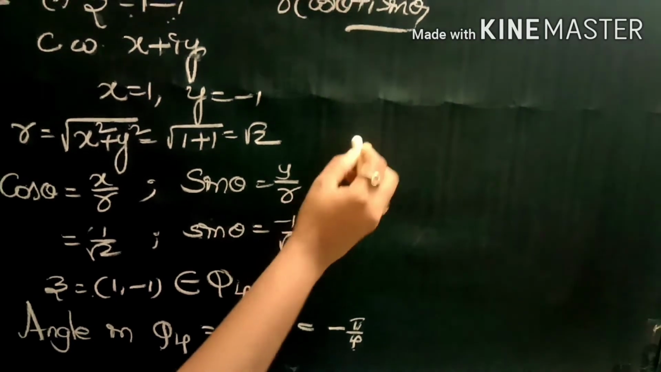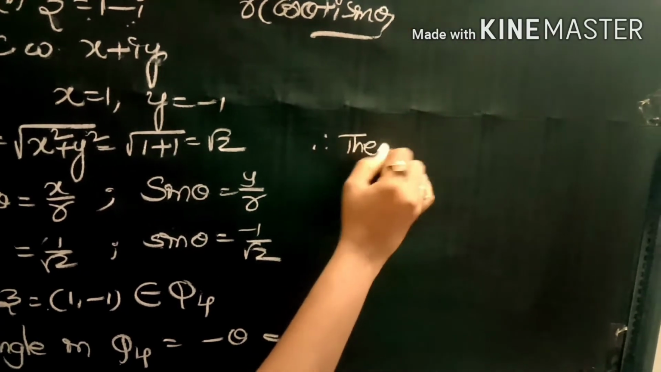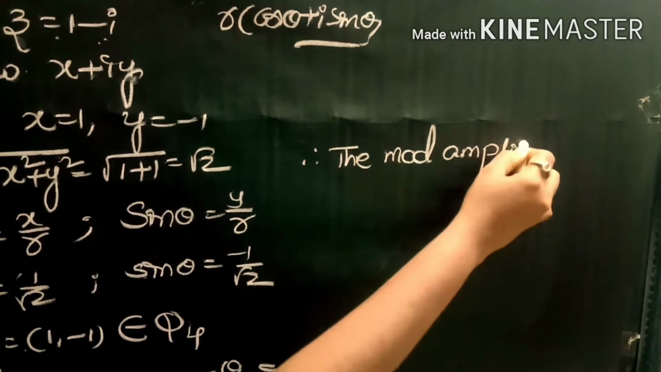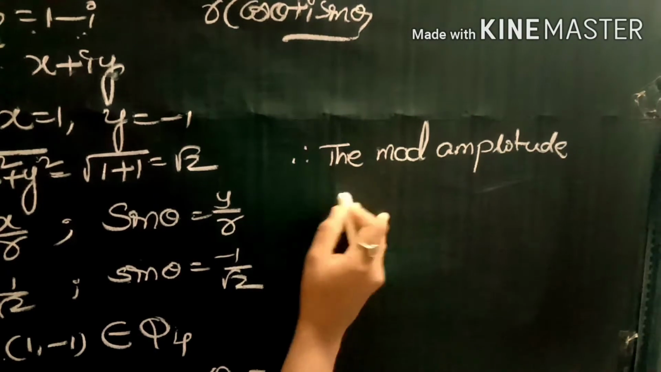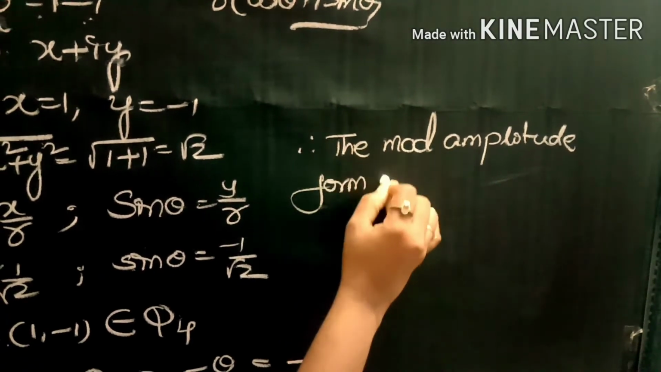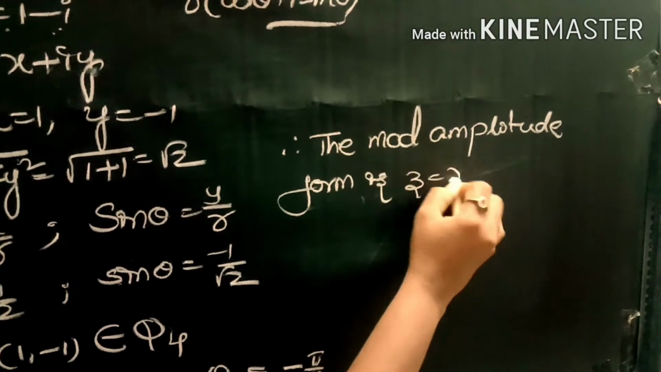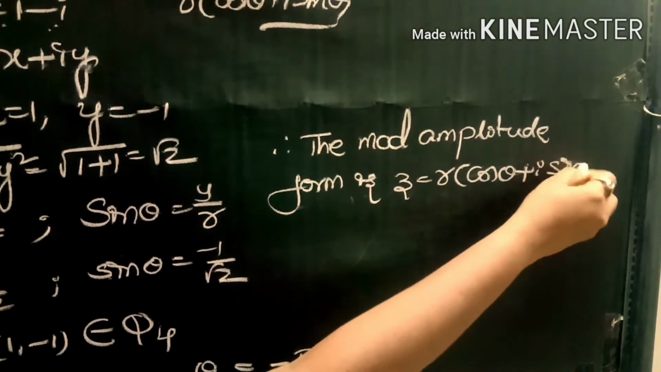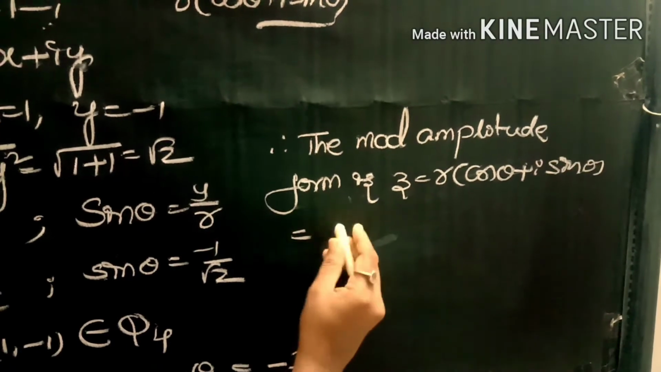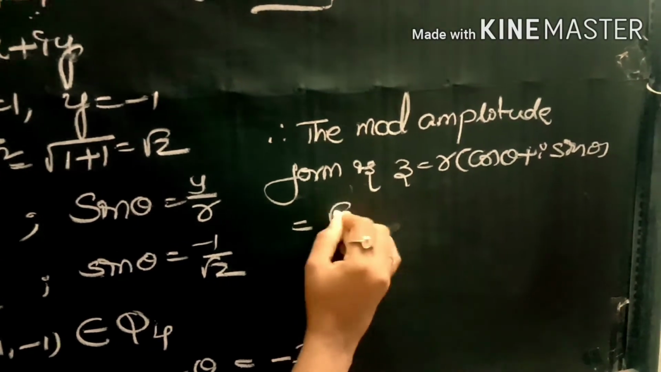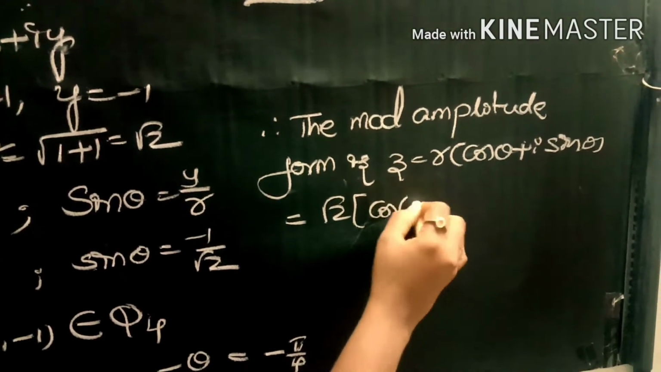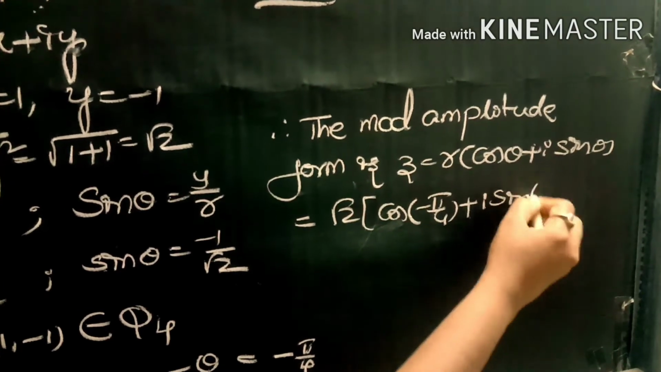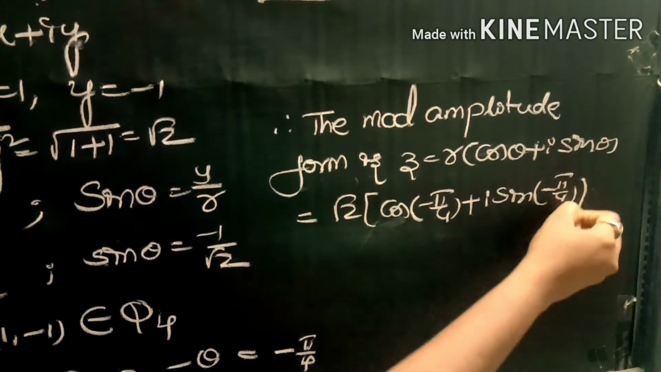Therefore the modulus amplitude form is z is equal to r into cos theta plus i sin theta, and this is equal to root 2 into cos of minus pi by 4 plus i sin of minus pi by 4. That's all.